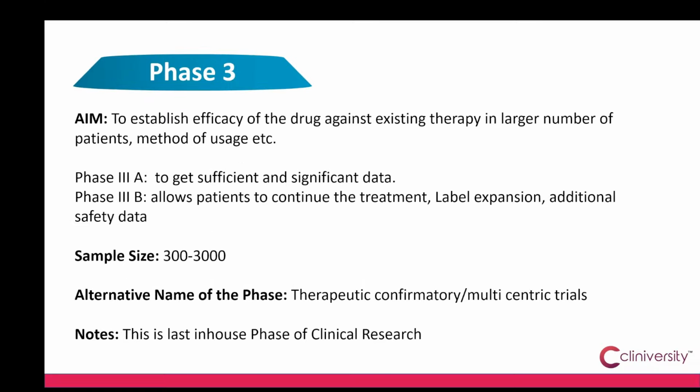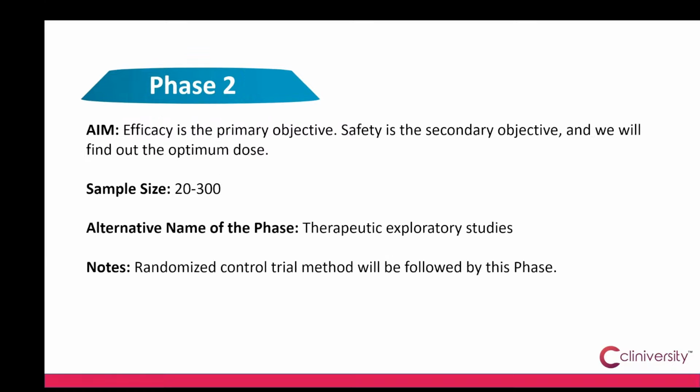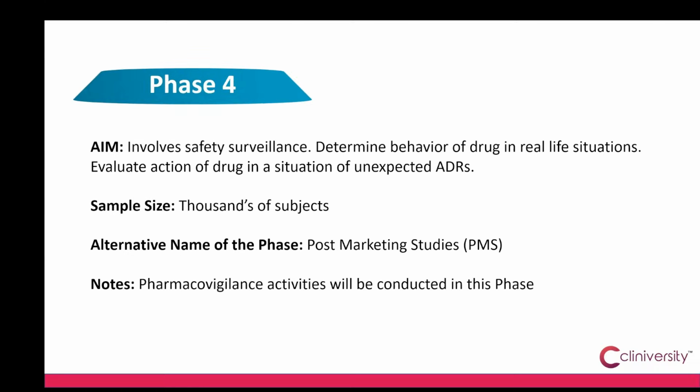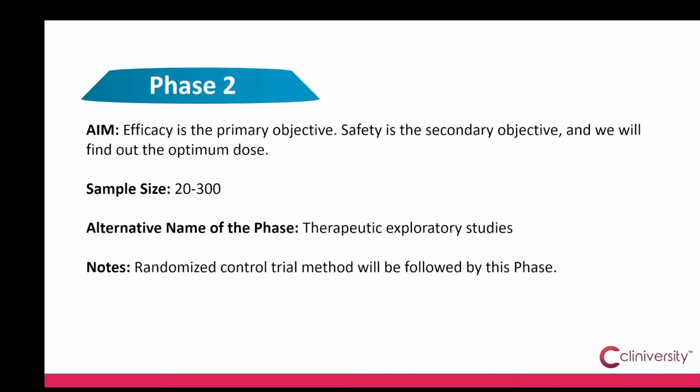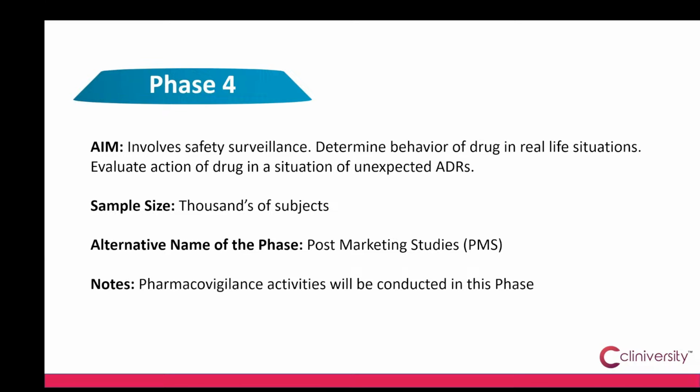If you see, in phase 3 we had 300 to 3000, or sometimes it will go to 10,000 as well. In phase 2, we have 20 to 300. Coming to phase 4, we have thousands of subjects. So we are going to see a larger number of adverse drug reactions and adverse events. There will be unexpected ADRs that were not seen during your phase 3 and phase 2 clinical trials, because phase 4 is given to a higher population.